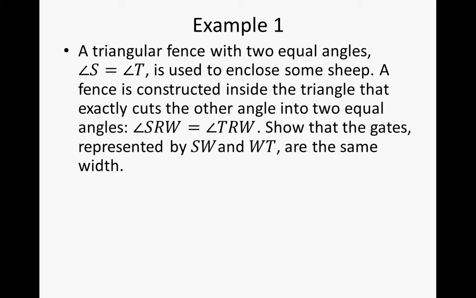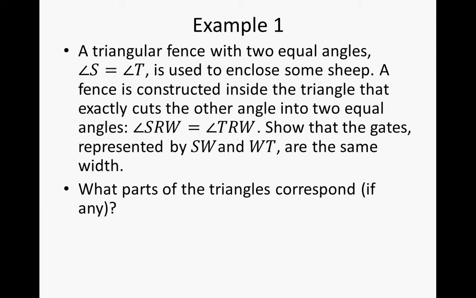A triangular fence with two equal angles, angle S and angle T, is used to enclose some sheep. A fence is constructed inside the triangle that exactly cuts the other angle into two equal angles. Therefore, angle SRW is equal to angle TRW. Show that the gates represented by SW and WT are the same width.